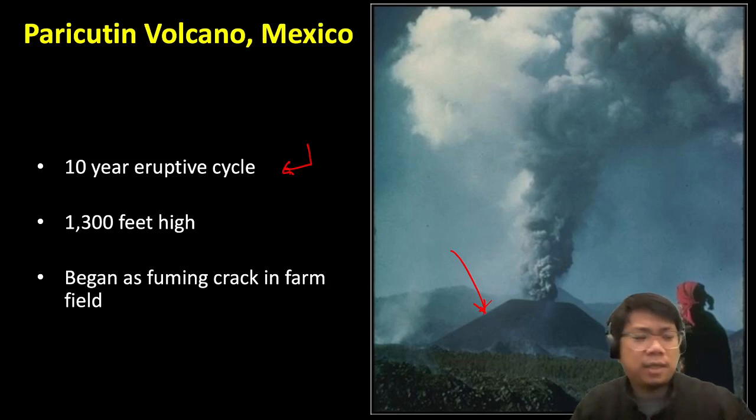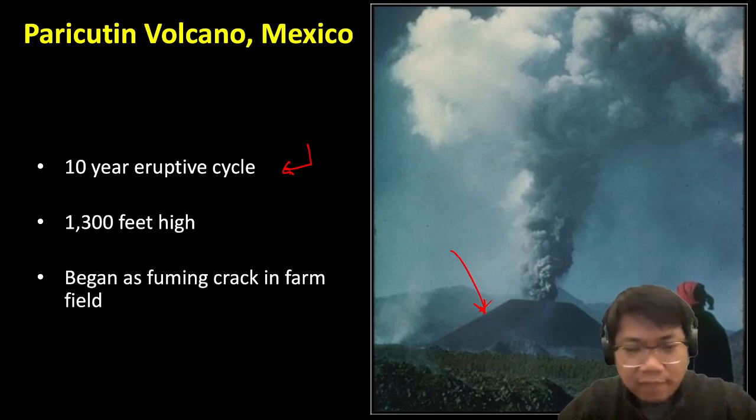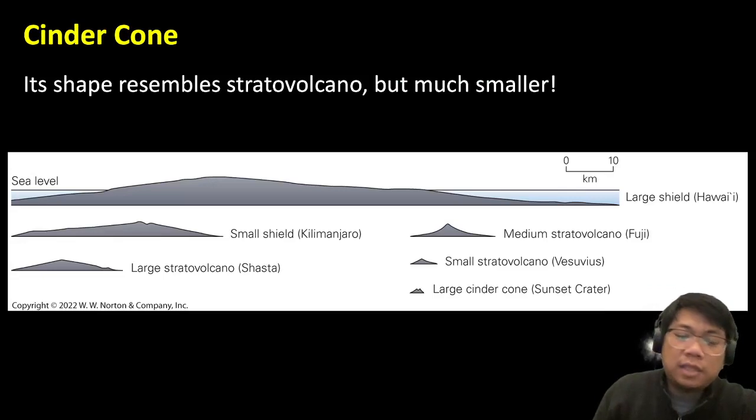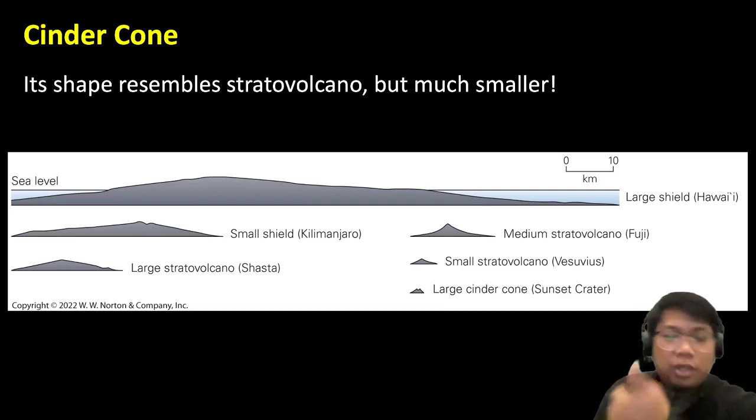The reason why we like to highlight Paracutin as one of the example for cinder cone is because this is one of the most active cinder cones on Earth. Okay, so again, its shape resembles stratovolcano, but much smaller. As you can see here, this picture nicely illustrates the size comparison between shield volcano, composite volcano, as well as cinder cones.